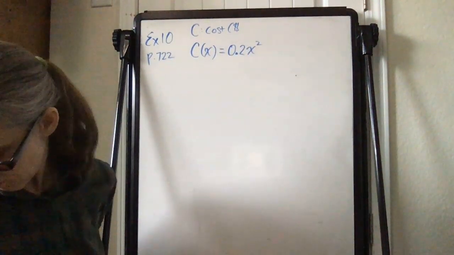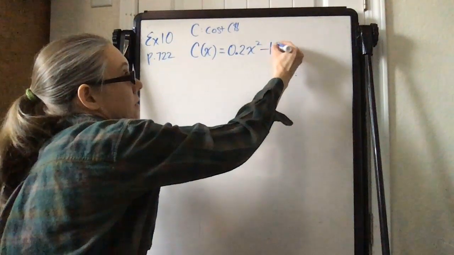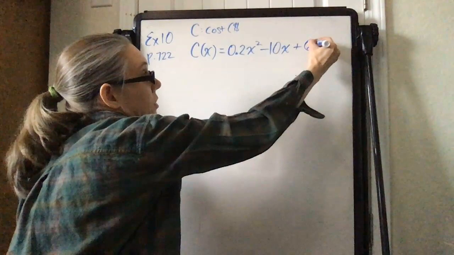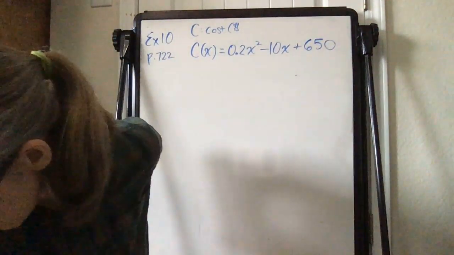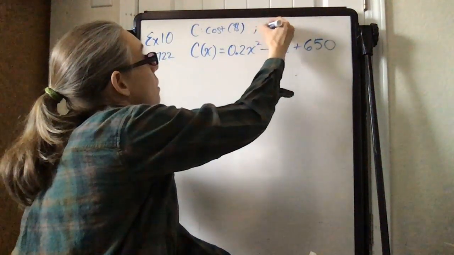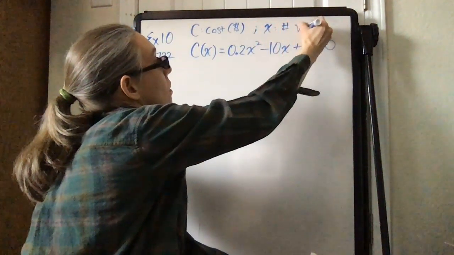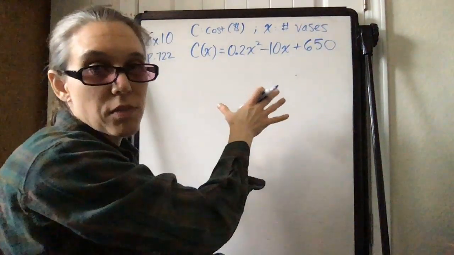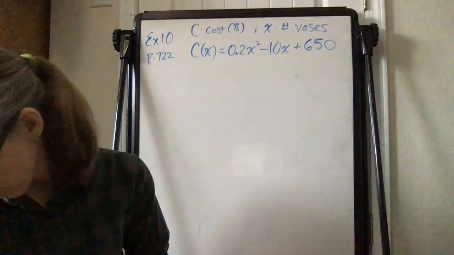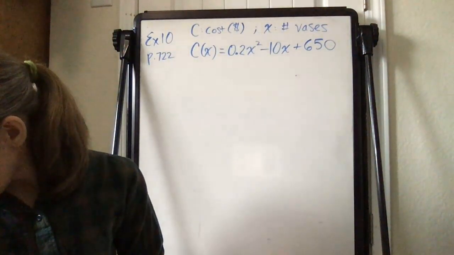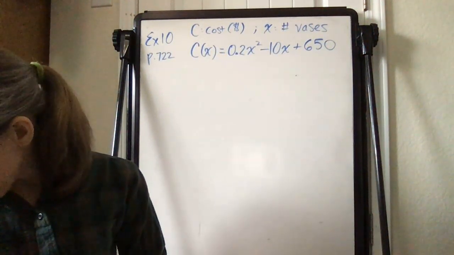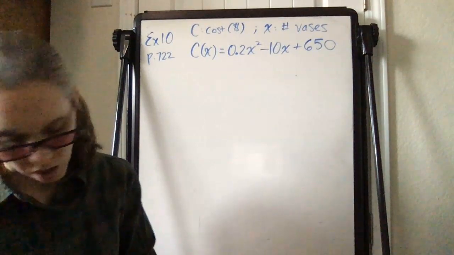0.2x squared minus 10x plus 650, where x is the number of vases. Notice they have defined the variables for us. So C is cost and x is the number of vases. How many vases should be produced to minimize the per day costs?